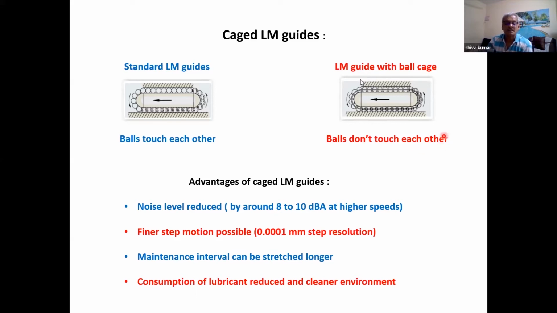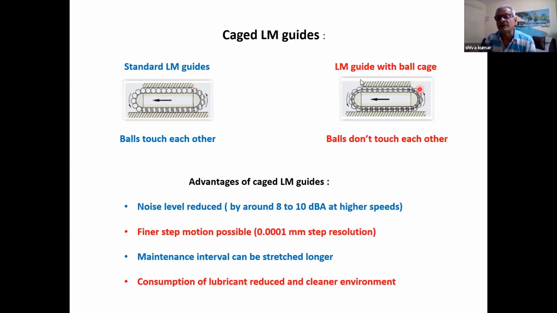The advantage is noise level. One of the major advantages is with high speed devices. I told you our LM guides can operate at, say, 3 meters per second, for instance. Now when it is operating at such a high speed, the noise will be generated in the recirculating path. The balls will be freely going here, hitting tuck tuck tuck tuck like that. So when the speed increases, continuous noise will come. That is how the major noise comes in an LM guide.